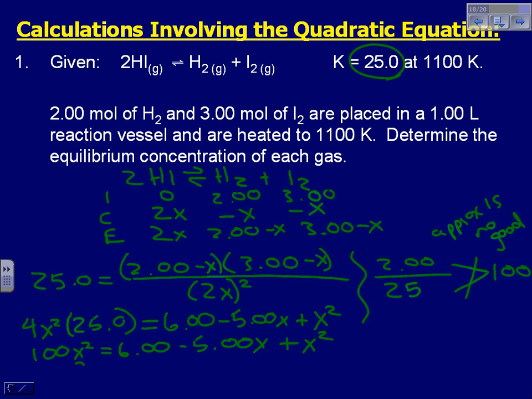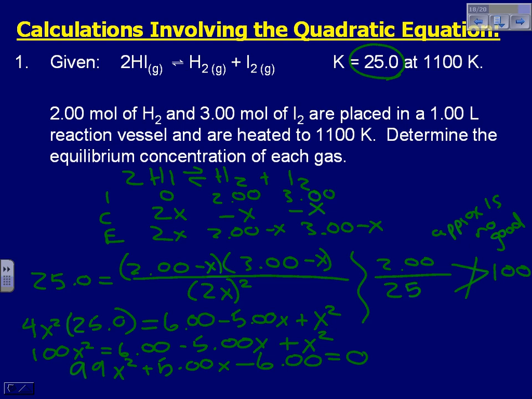So that's 99x squared, because I moved the other one to the left. And I'm going to bring everything else with it. My minus 5x will become plus 5.00x, and my positive 6 will become negative 6. And that's equal to 0. Again, let me know if I make any math errors, or hopefully you're ahead of me. So A is 99, B is 5, and C is negative 6.